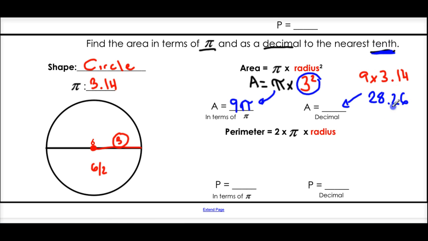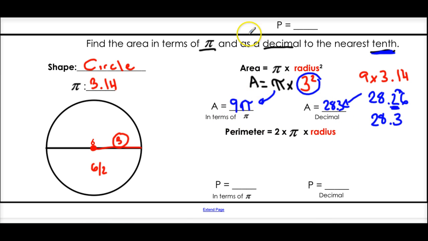All right, the tenth is the number right after the decimal place. So what we have to do is round this because we have the 6 here, which is in the 100th place. So remember, I'm not sure if you remember about rounding, but if the number after is higher than 5, you round up. If it's less than 5, you round down. So since 6 is greater than 5, our final answer is just 28.3. The 2 goes up. So this is 28.3. So that's in terms of pi and as a decimal.